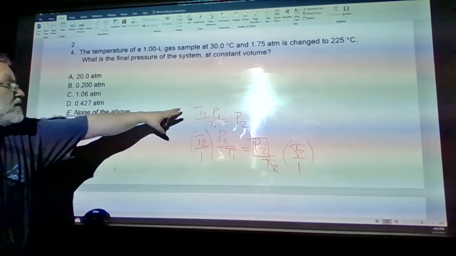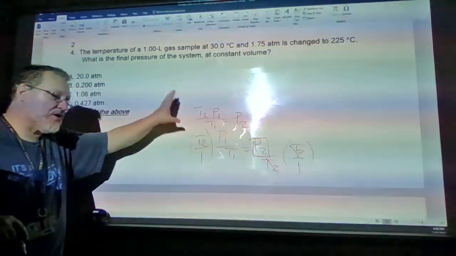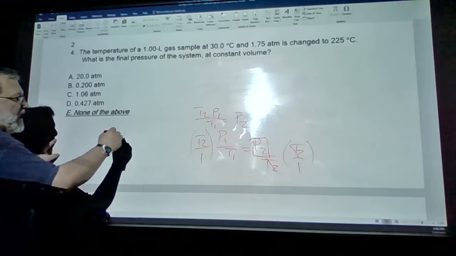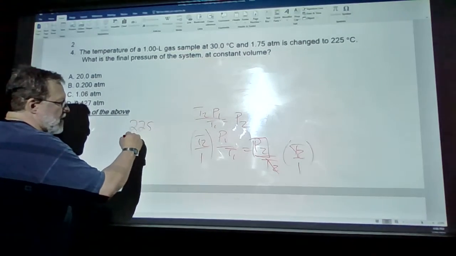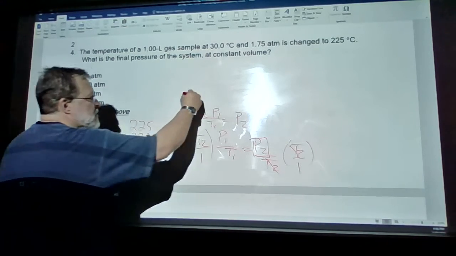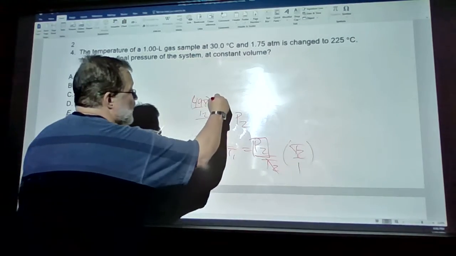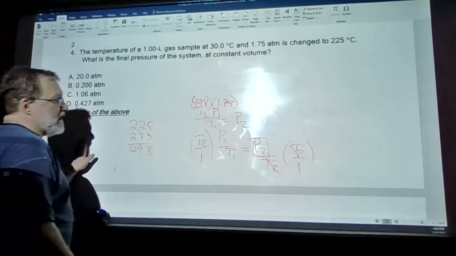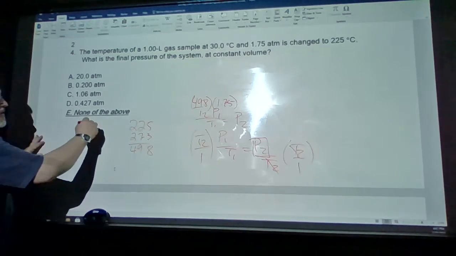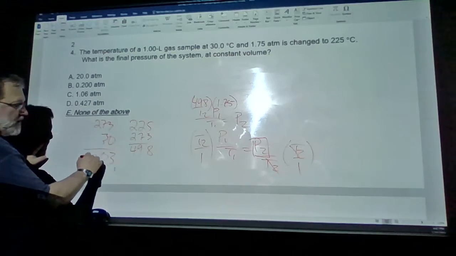T2 here is 225. We need to convert that to Kelvin. Remember, in gas calculations, temperature must be in Kelvin. Convert Celsius to Kelvin by adding 273: 225 plus 273 is 498. So T2 is 498 Kelvin. P1 is 1.75 ATM. T1 is 30 degrees C. We need to convert that to Kelvin, so 273 plus 30 is 303.